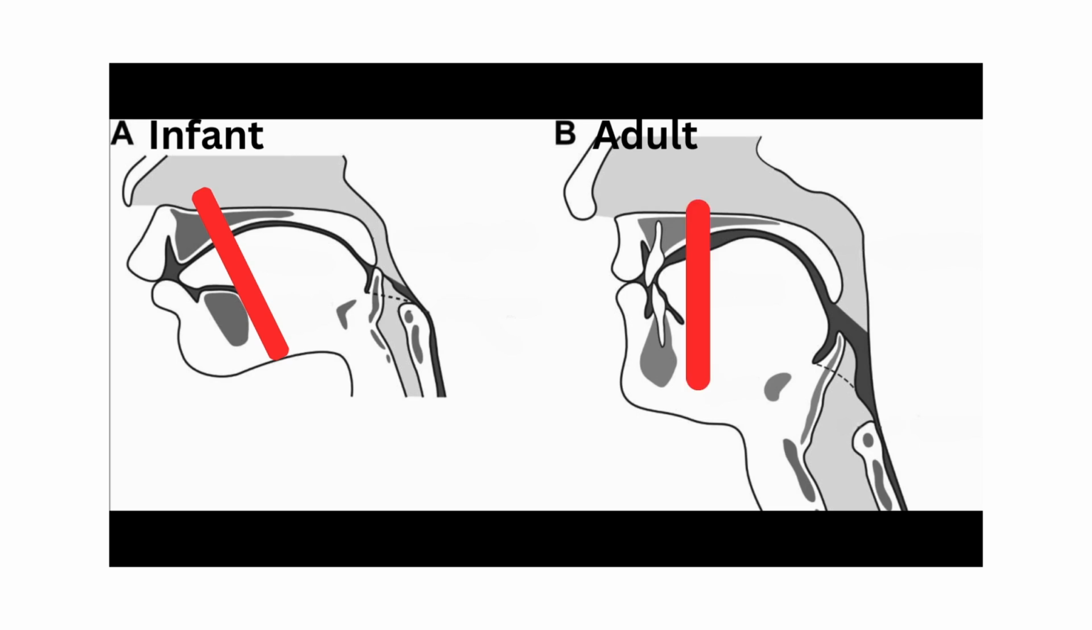In contrast, image B, which shows the adult anatomy, shows that the top and bottom jaws align, allowing the teeth to come together for chewing. The second difference is the size of the tongue. In infants, the tongue is relatively larger compared to the rest of the mouth. This is crucial because it allows the tongue to press against the roof of the mouth, which plays a vital role in shaping the upper jaw.